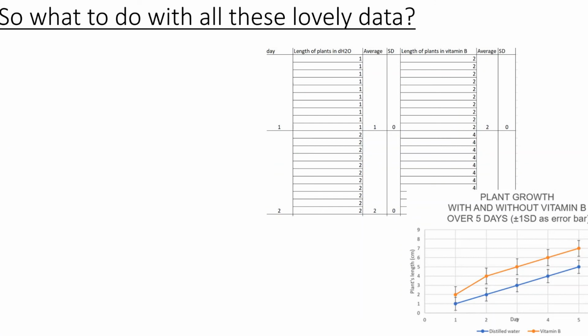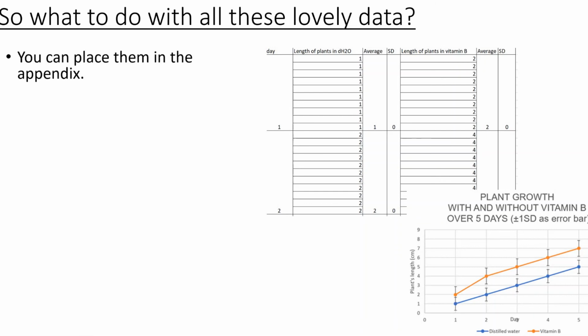Then students will come to me and say, oh, Miss Lam, I have done a lot of work. I want to present this work, what am I going to do with it? Actually, they have done a lot of work if you think about it. There are 10 plants in distilled water and 10 plants in vitamin B, and they have been measuring the length of the plants for 5 days. They want to still keep it. So what can they do?